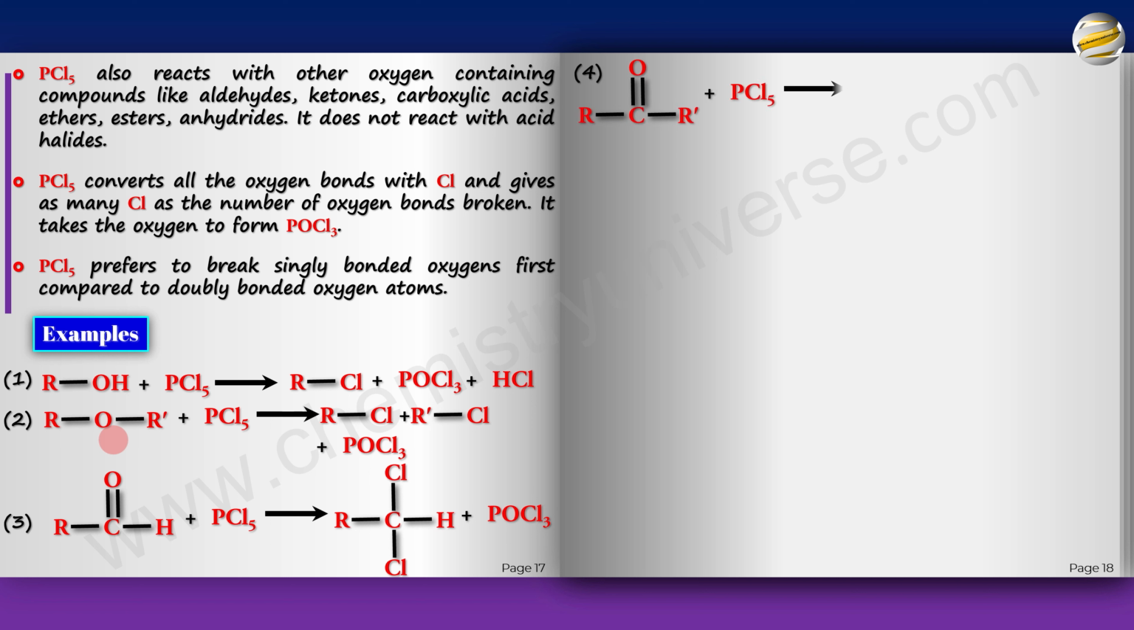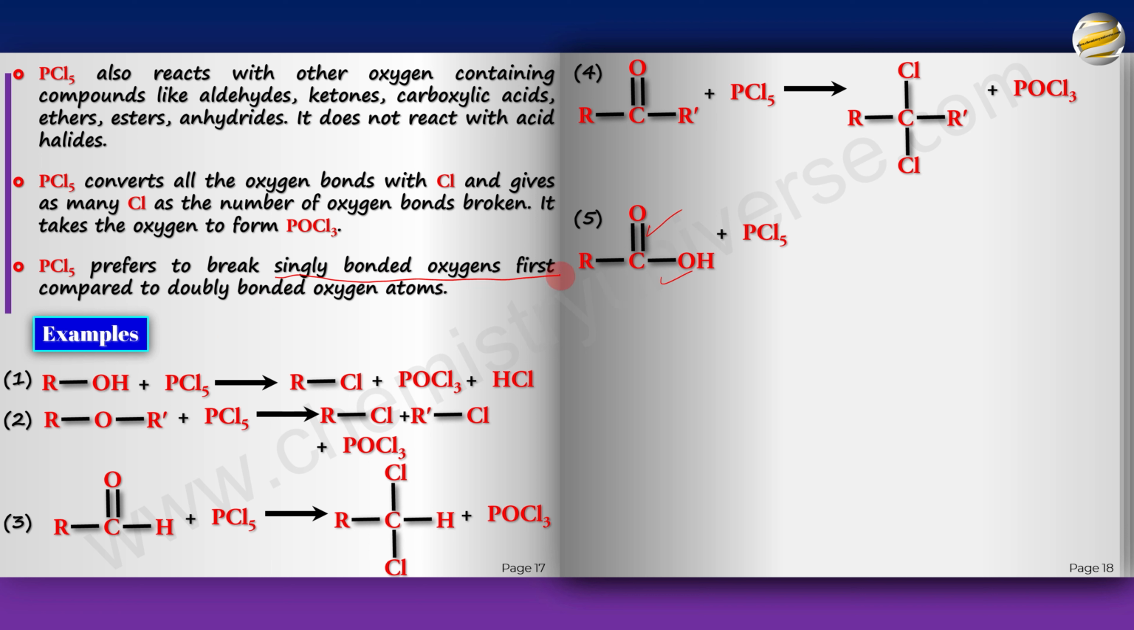Same logic, both O's broken, two Cls and POCl3. What do you think will happen with carboxylic acid? Now here, there's a double bond O as well as a single bond O, right? Double bond O, single bond O. Which one does it break first?